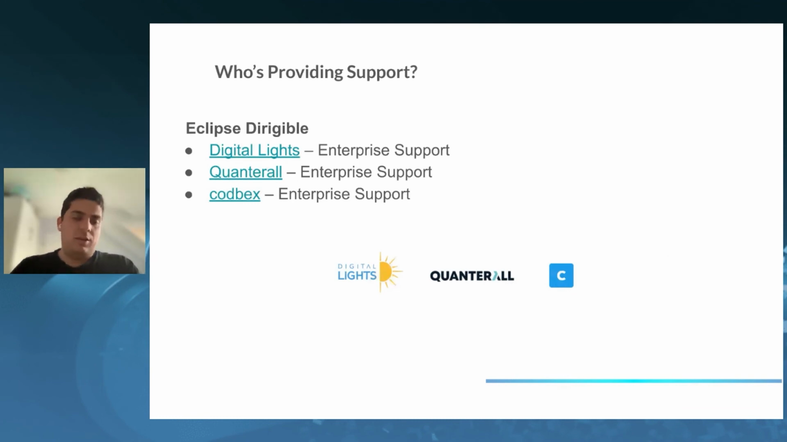And the last, and maybe the question that we get all of the time, who's providing support for Eclipse Dirigible? So far, it was entirely community support. Of course, the community support is going, but we're happy to say that we have right now 3 companies that are providing enterprise support. These are Digital Lights, Quantero, and Codebase. And if you want to get enterprise support for Dirigible, you could go to their sites.